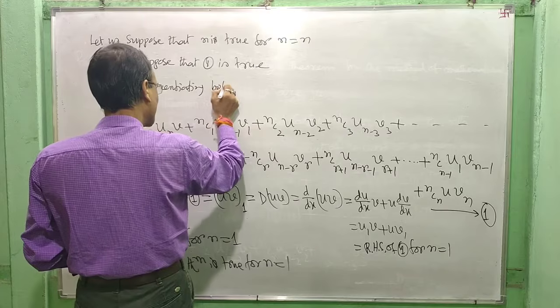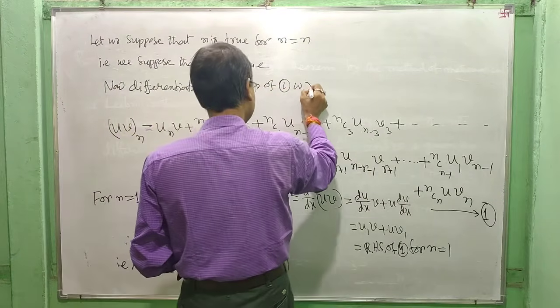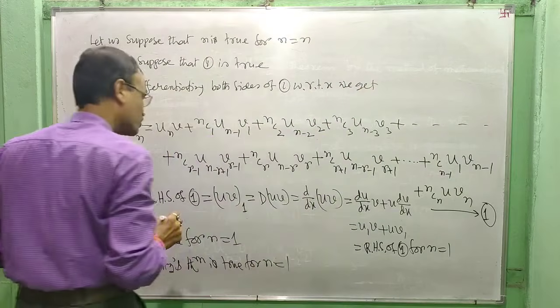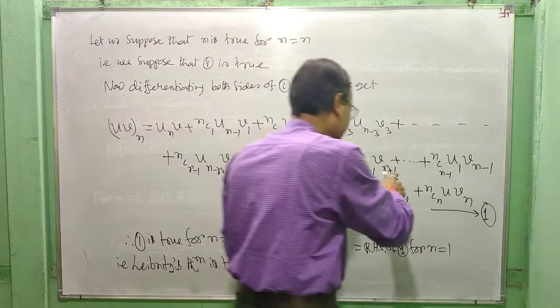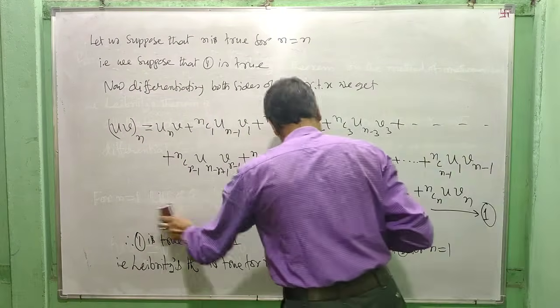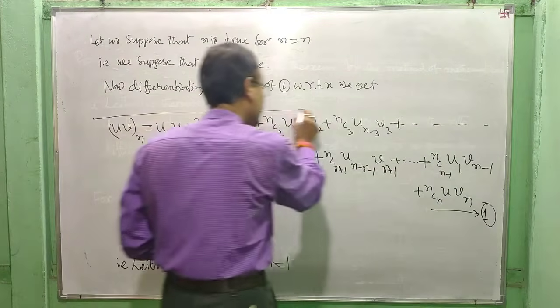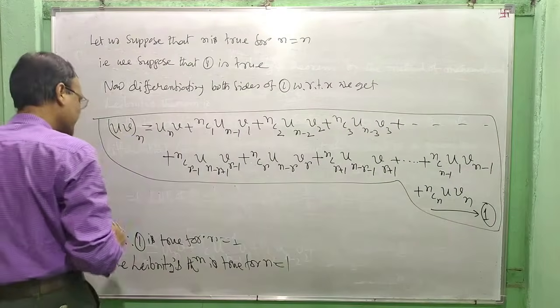Differentiating both sides of (1) with respect to x, we get... Differentiating both sides of (1) with respect to x. Here u and v are functions of x. Now, this term will be required later. Therefore, I am writing like this.